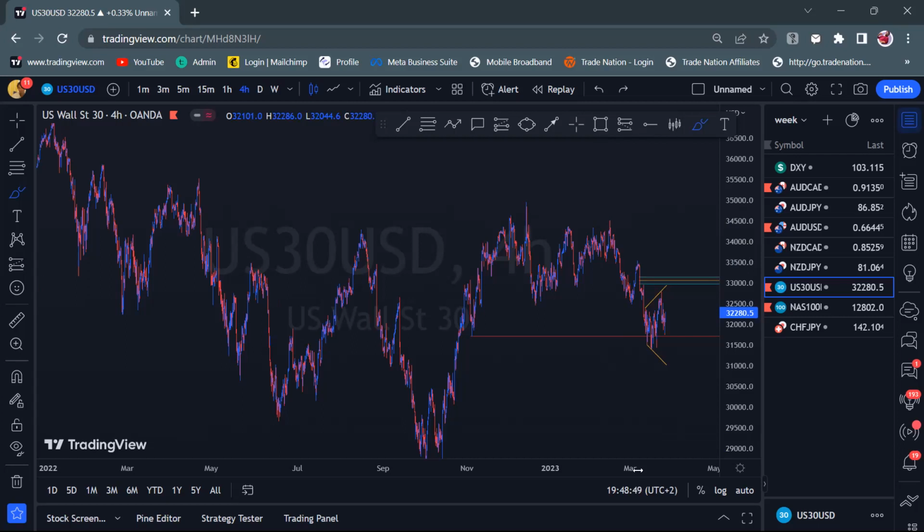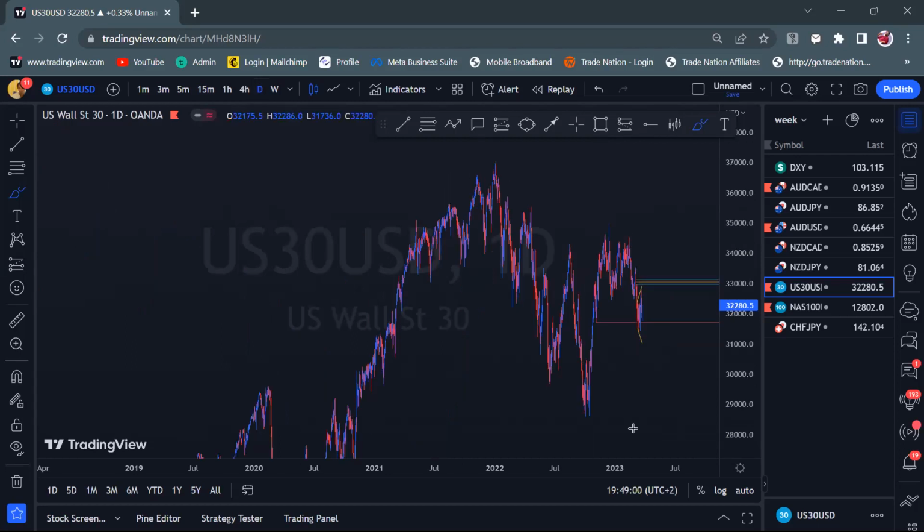Otherwise, let's get back to US30. So US30 higher time frame. Let's start with the higher time frame information there, just because it might be relevant for our overall understanding. Make sure that we're all on the same page.